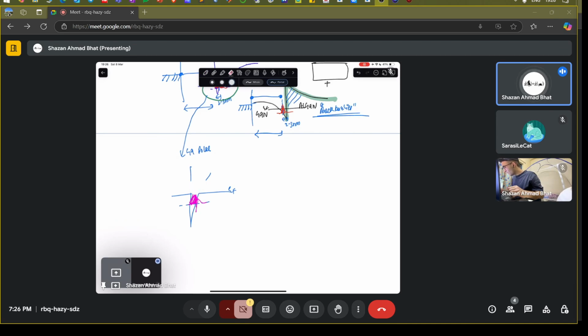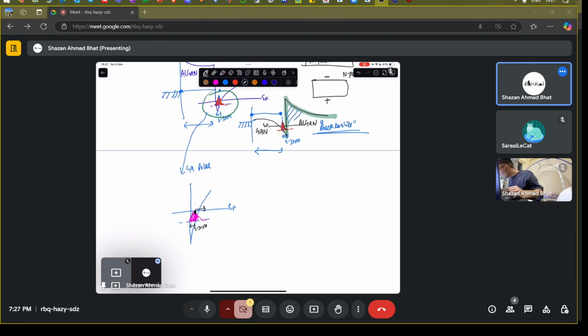How should I draw it? The peak of this centroid is 2 to 3 nanometers away from the interface. That's what I discussed. So it's almost towards the gallium nitride end. But for the peak of this here, the centroid is towards the gate end.